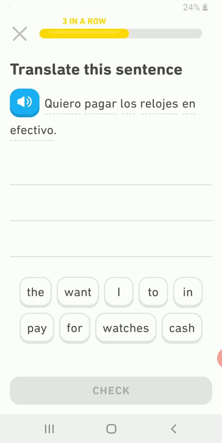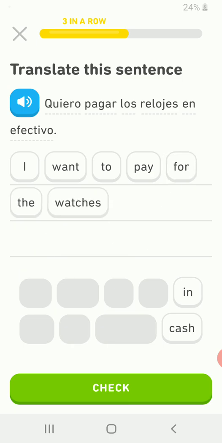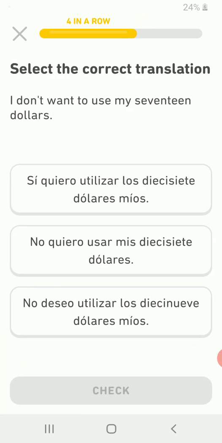Los relojes en efectivo. Efectivo is cash. This is also a new word for me. So quiero, I want to pay for the watches in cash. And select the correct translation. I don't want to use my $17.